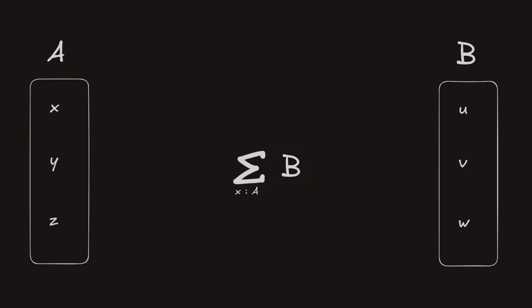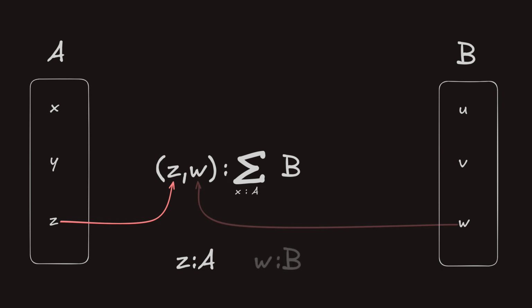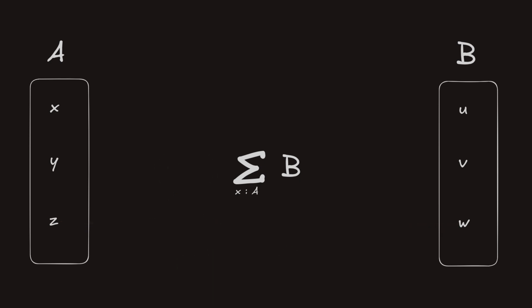In that case, a term inhabiting the sigma type would simply be a pair whose first term is a term in A and whose second term is a term in B. And if this seems familiar, that's because this is the very definition of a product type.